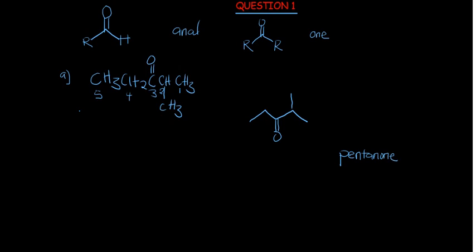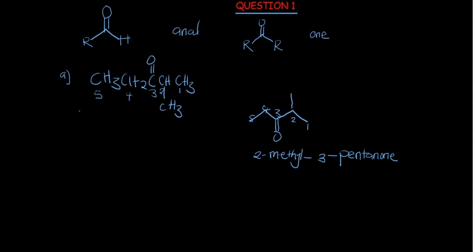Where exactly is the ketone? It's on carbon number 1, 2, 3, 4, 5. So the ketone is on number 3. So put a 3 there to show that this is 3-pentanone. Then we also have another substituent on carbon number 2, a methyl. So it will be 2-methyl-3-pentanone. This is the name of this structure.